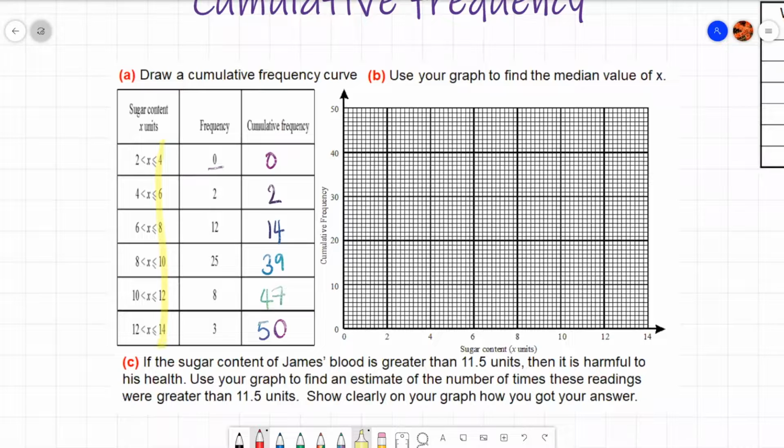So here, as the last one against this one. Okay, you can highlight it if you want to do so. Right, so again, I'm going to plot 4 against 0. The next one, 6 against 2. The next one, 8 against 14, so 10, 11, 12, 13, 14. The next one, 10 against 39, so 39 there. And then the next one, 12 against 47, 40, 41, 42, 43, 44, 45, 47 there. And then the next one, 14 against 50.